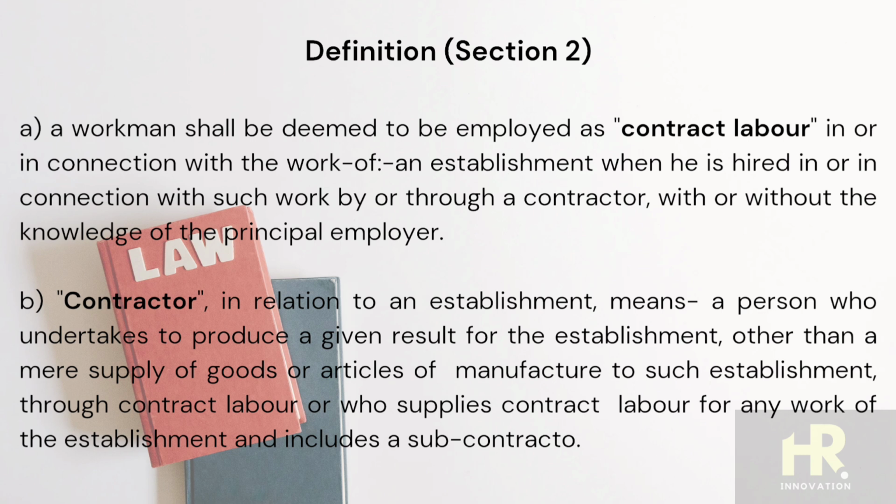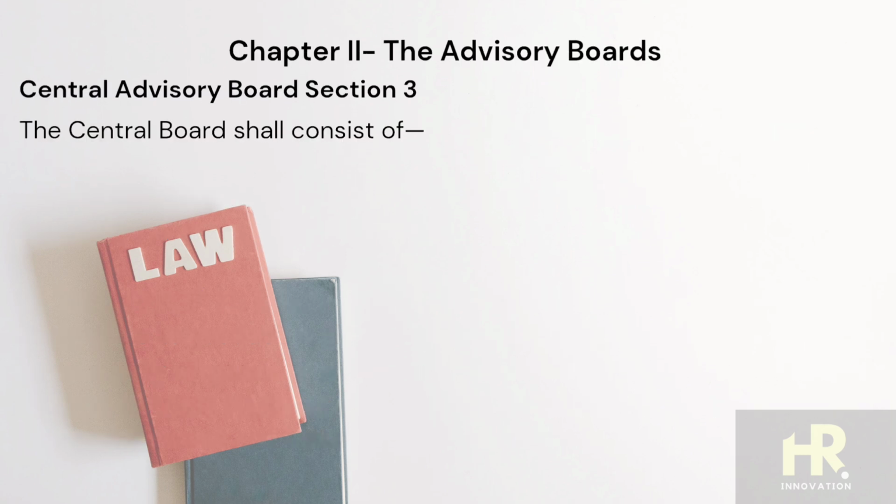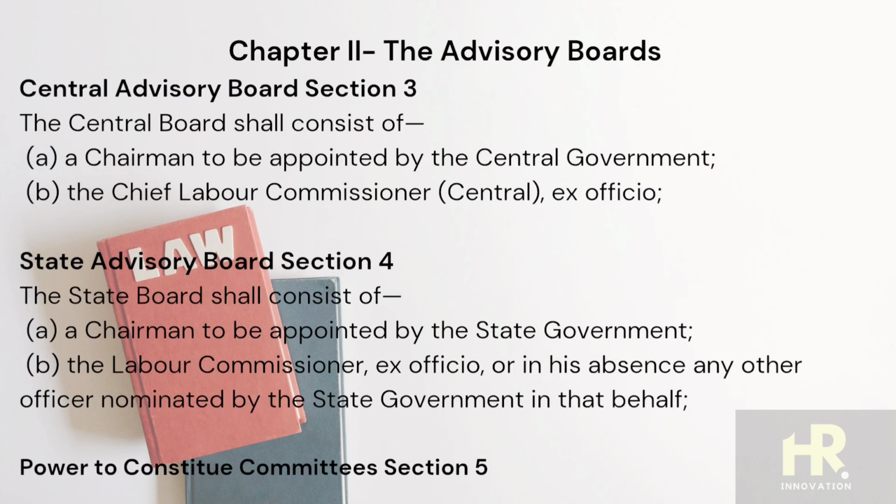Includes subcontractors too. We're covering Chapter 2 of the Contract Labor Act, 1970, which talks about advisory boards and committees. Let's keep it simple. First, let's talk about the Central Advisory Board under Section 3. It has two key members: a chairman, appointed by the central government, and the Chief Labor Commissioner (Central), who is a member by default.